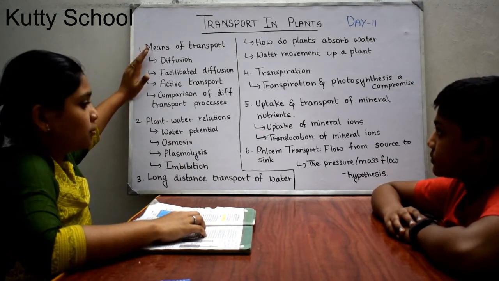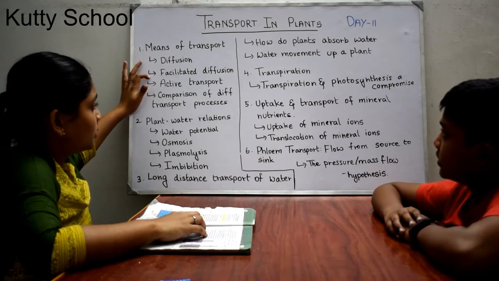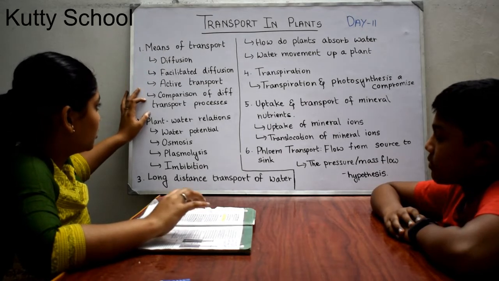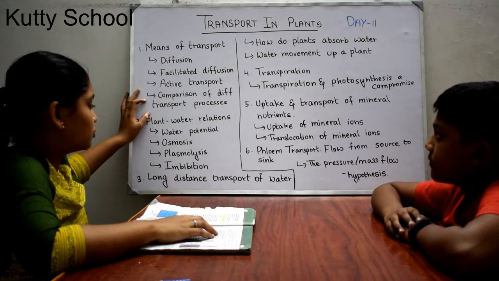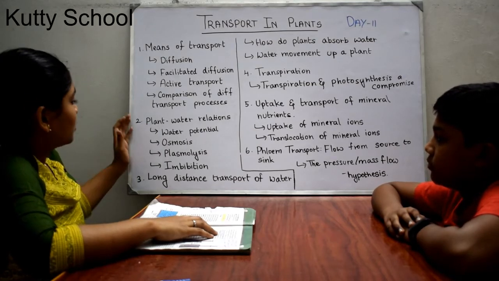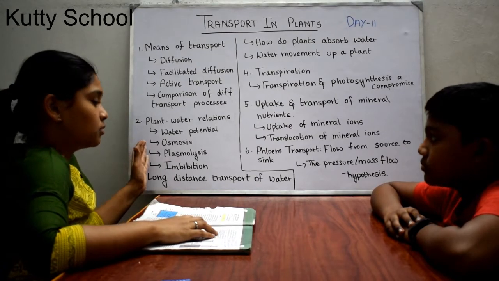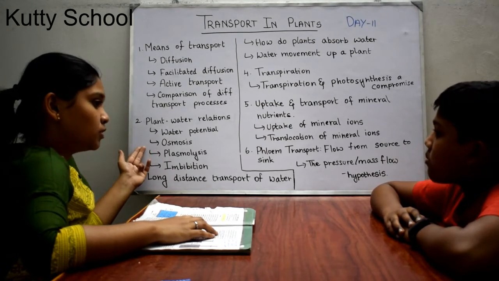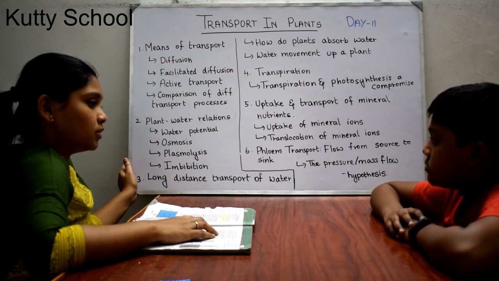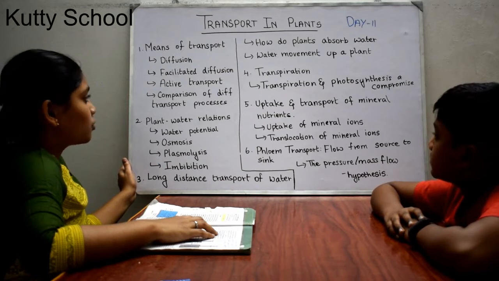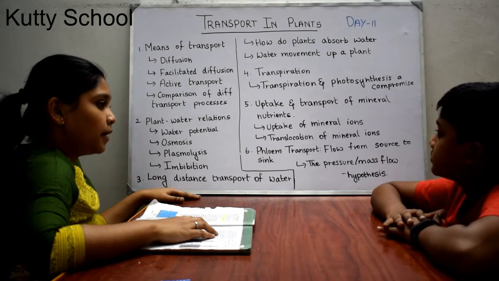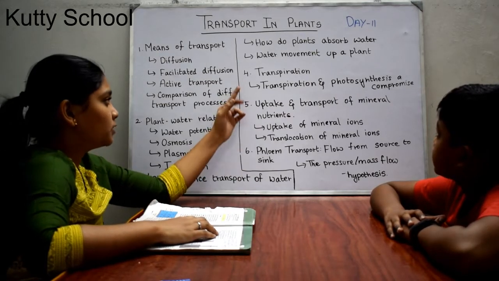In that there are 4 subdivisions: diffusion, facilitated diffusion, active transport, and comparison of different transport processes. The second topic is plant water relations. Here also there are 4 subtopics: water potential, osmosis, plasmolysis, imbibition. The third topic is long distance transport of water, with 2 subtopics: how do plants absorb water and water movement up a plant. The fourth topic is transpiration.